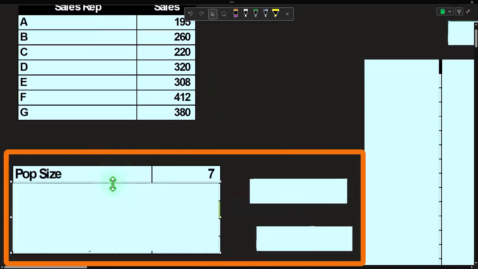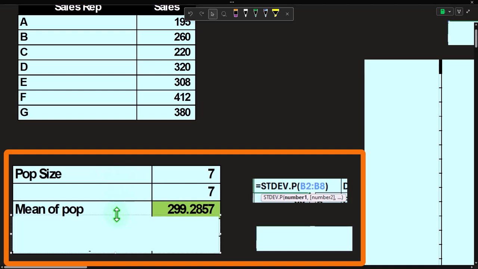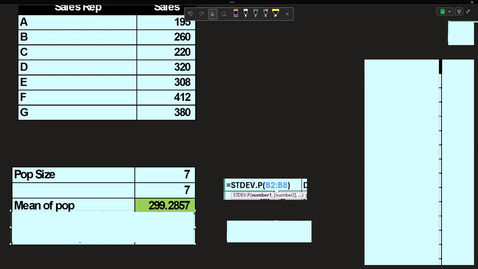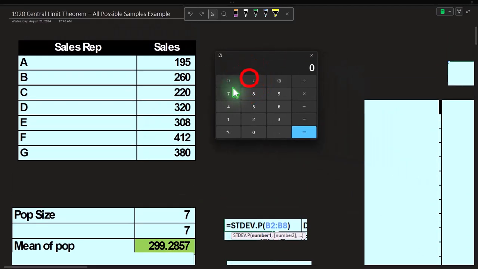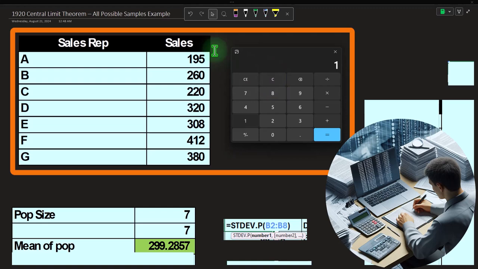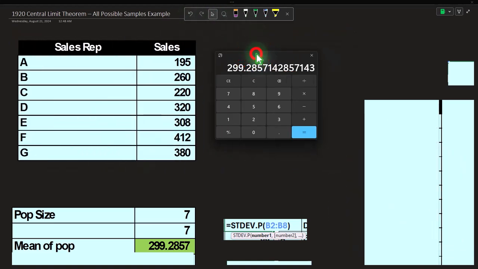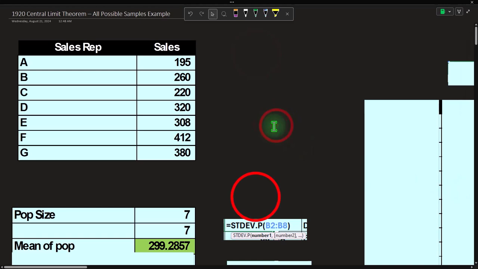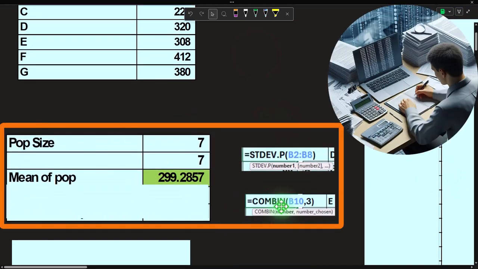So just some characteristics of this population. The size is 7 here. The mean of the population is 299, which we can get with a mean formula, but we can actually just calculate it pretty easily here: 195 plus 260 plus 220 plus 320 plus 308 plus 412 plus 380 divided by 7 is 299.28. And in Excel, we can calculate that with an average function.